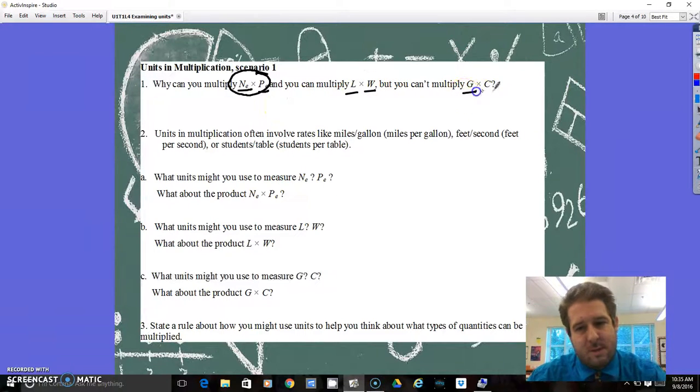So if you have girls times classes, if I take the amount of girls that buy lunch and I multiply it by how many classes there are in the cafeteria, that's going to give me some number that just makes no sense. This one does not make sense, and that's what you find when you go through this.